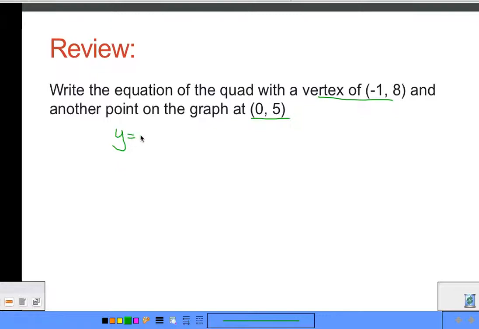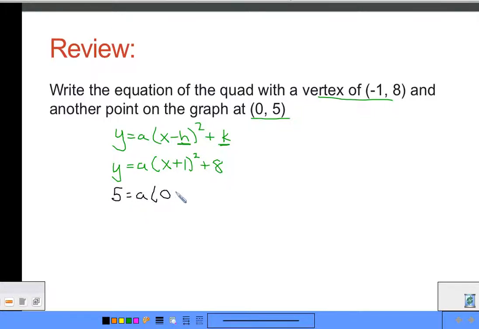So that was y equals a(x minus h) squared plus k, where h and k were our vertex. So we can fill in the blanks. y equals a(x minus 1), so plus 1 squared plus 8. Well, now we have this other coordinate to plug in, our x and y. So our y value is 5 because we need to solve for a. 0 plus 1 squared plus 8.